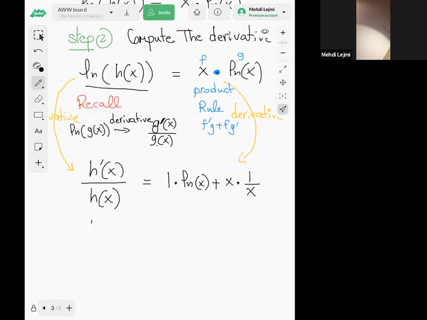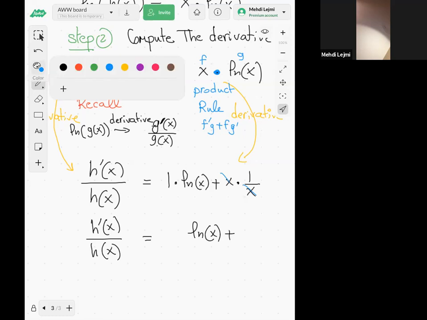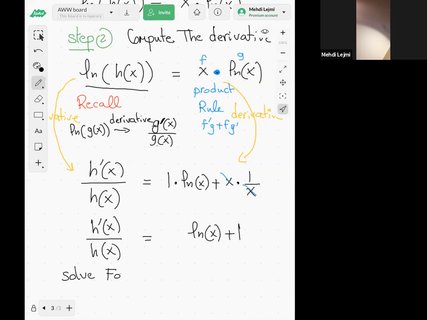So this is h prime of x over h of x equal to 1 times natural log of x, which is natural log of x, plus x over x, which cancels out. So it's +1. And then I want to solve for h prime. That's my goal. I want to compute h prime, so we want to solve for h prime of x.